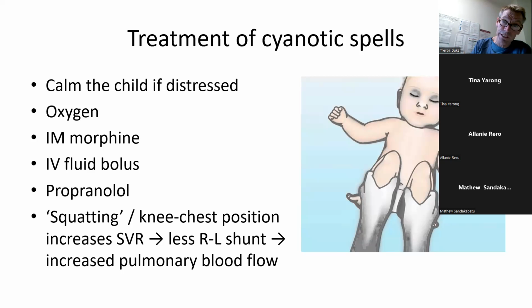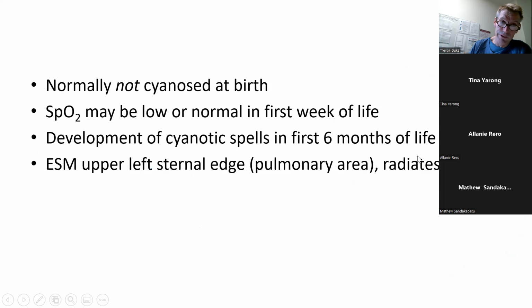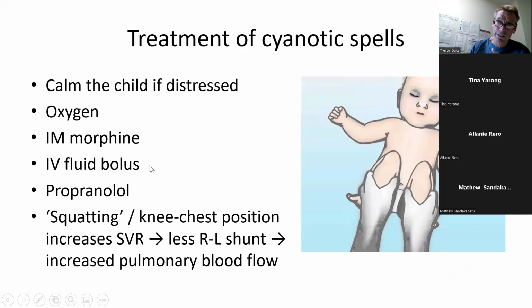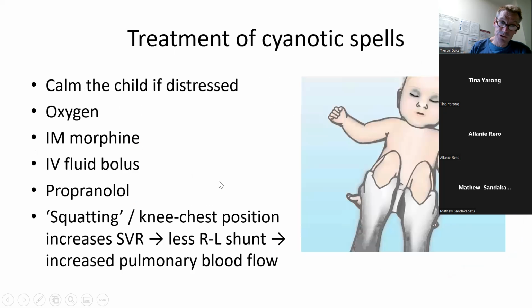If you've got an IV, give an IV fluid bolus, because it encourages blood to go out the pulmonary valve. They typically need a bit of a fluid bolus. And in the longer term, these babies should be on propranolol, because propranolol relaxes the pulmonary infundibulum. It causes relaxation of this part of the muscle of the right ventricle, and therefore reduces the cyanotic episodes.